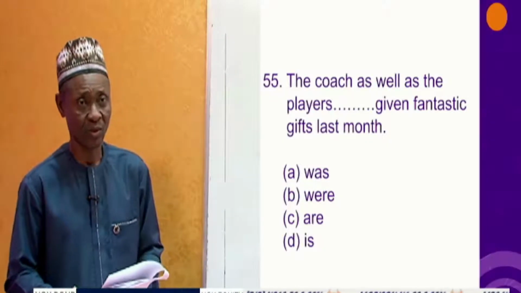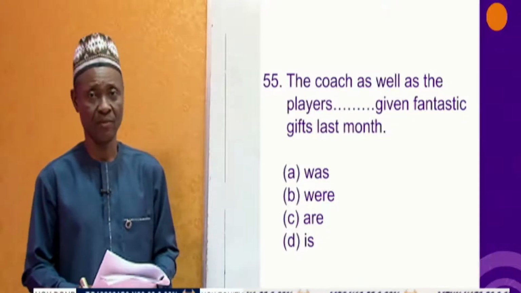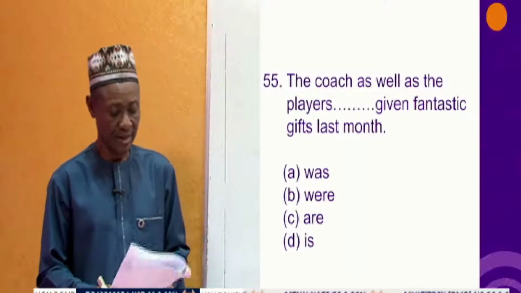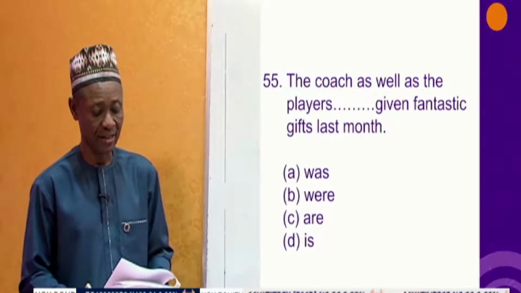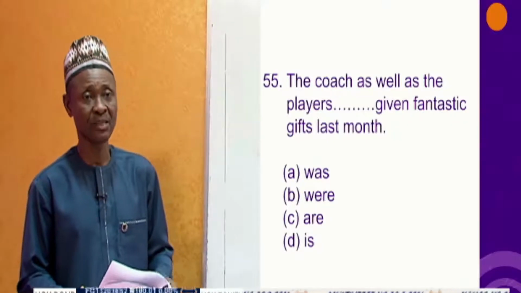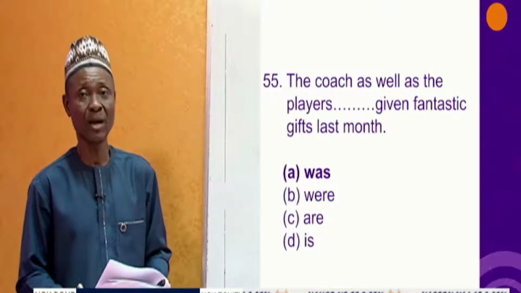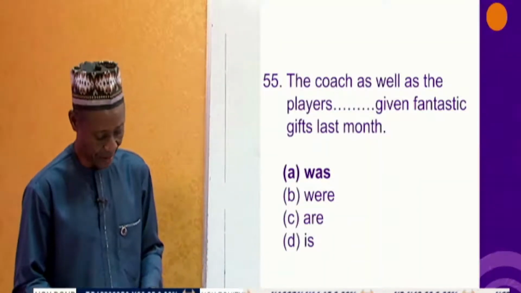Whenever a subordinator, words such as well as, with, alongside with, and so on are used in a sentence, it is this subordinator that controls the verb that is in a compound subject, as it is in this case. That is the coach as well as the players. Whether they are singular or plural, it will remain singular. And that is why option A is the appropriate answer in this direction.